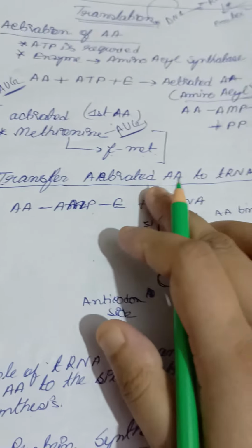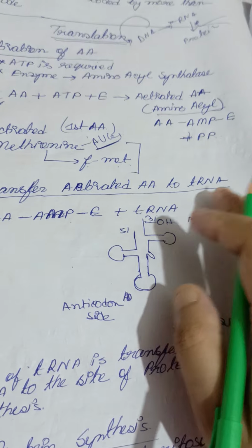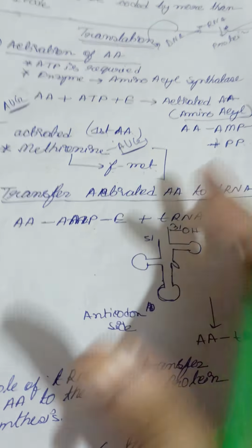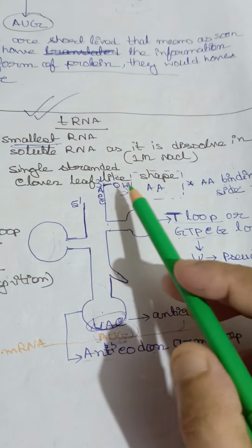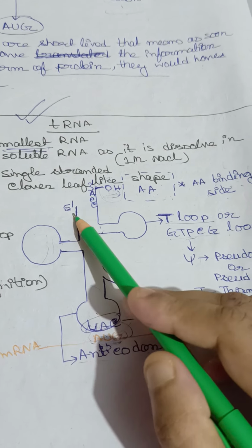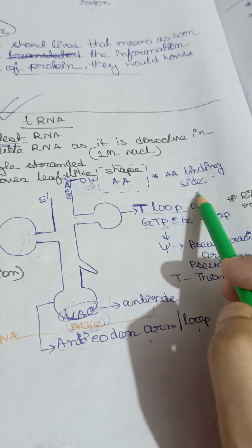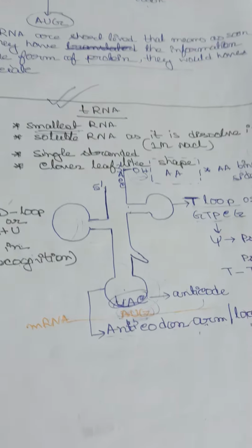Next, the transfer of activated amino acids to tRNA. Okay, so we have already learned the structure of tRNA. Here, we have learned that this is a 3' end, this is a 5' end. Here is the amino acid binding site, this is the T loop, the ribosome recognition site, and this is the anticodon site, and this is the D loop. So we have already learned the structure, right?